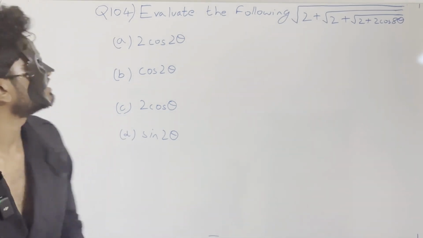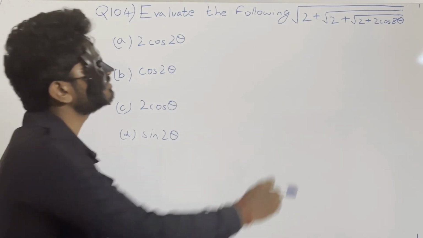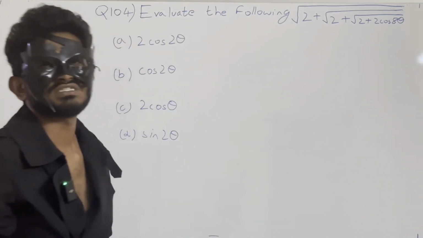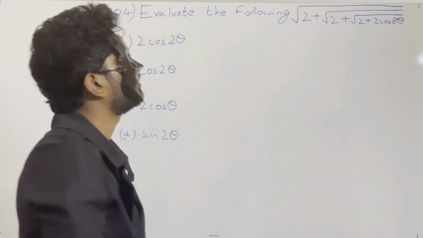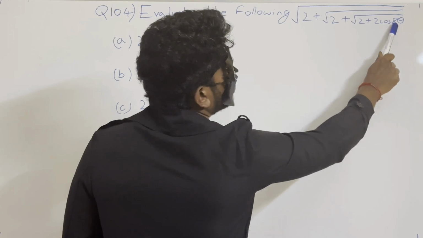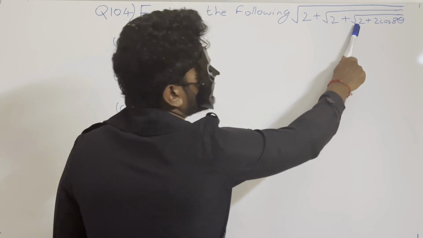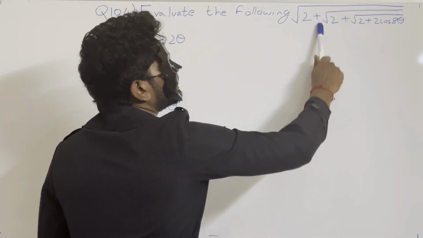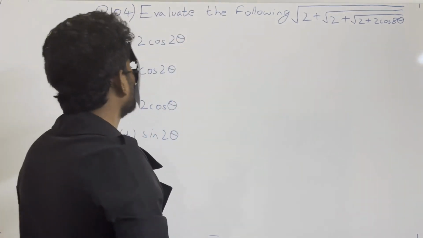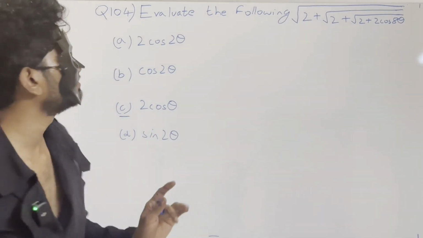So superhumans, next question is evaluate the following, that is square root of 2 plus square root of 2 plus square root of 2 plus 2 cos 8 theta. So in these type of questions, generally once this comes out of this first root, then the angle will become half, that is 8 theta will become 4 theta, that is you will get 2 cos 4 theta here. Then again as it comes out of the second root it will become 2 theta, as it comes out of the third root it will become theta. So the answer will be C. I will explain how in detail.